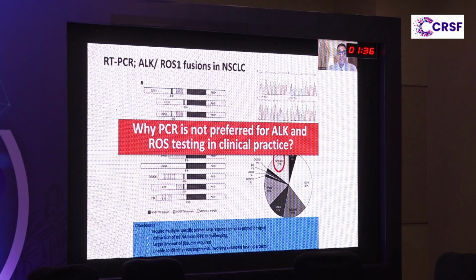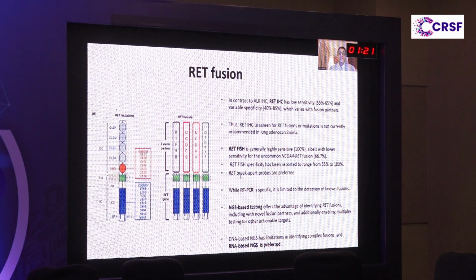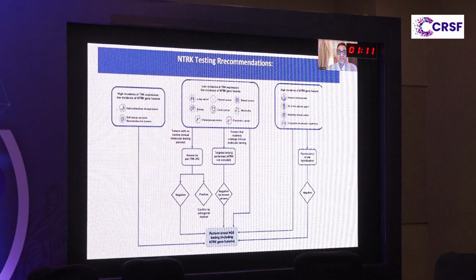Another query comes: why don't we use the PCR based methods in routine clinical practice? The reason being, as you can see, there are multiple fusion partners, and if you don't have known targets, you are likely to miss these alterations. Just to throw light on some rare alterations, RET fusions: although FISH was tried earlier, in the current era NGS is the recommended method because IHC is not reliable for RET screening.